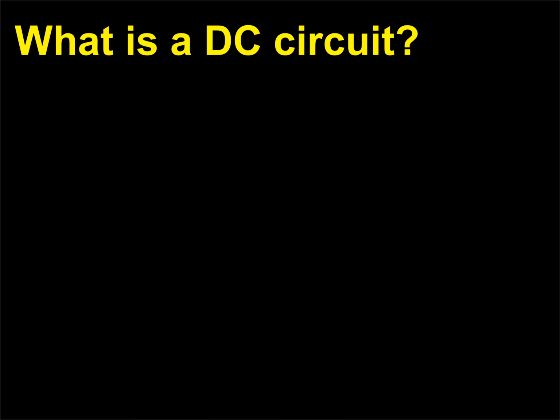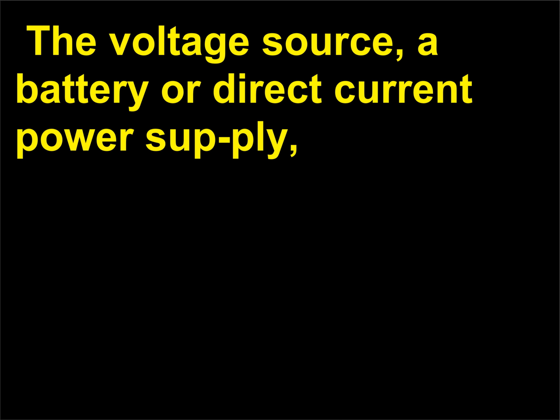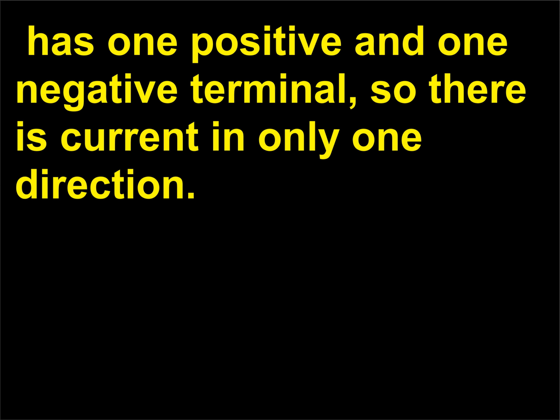What is a DC circuit? In a DC, or direct current, circuit charges travel only in one direction. The voltage source, a battery or direct current power supply, has one positive and one negative terminal, so there is current in only one direction.